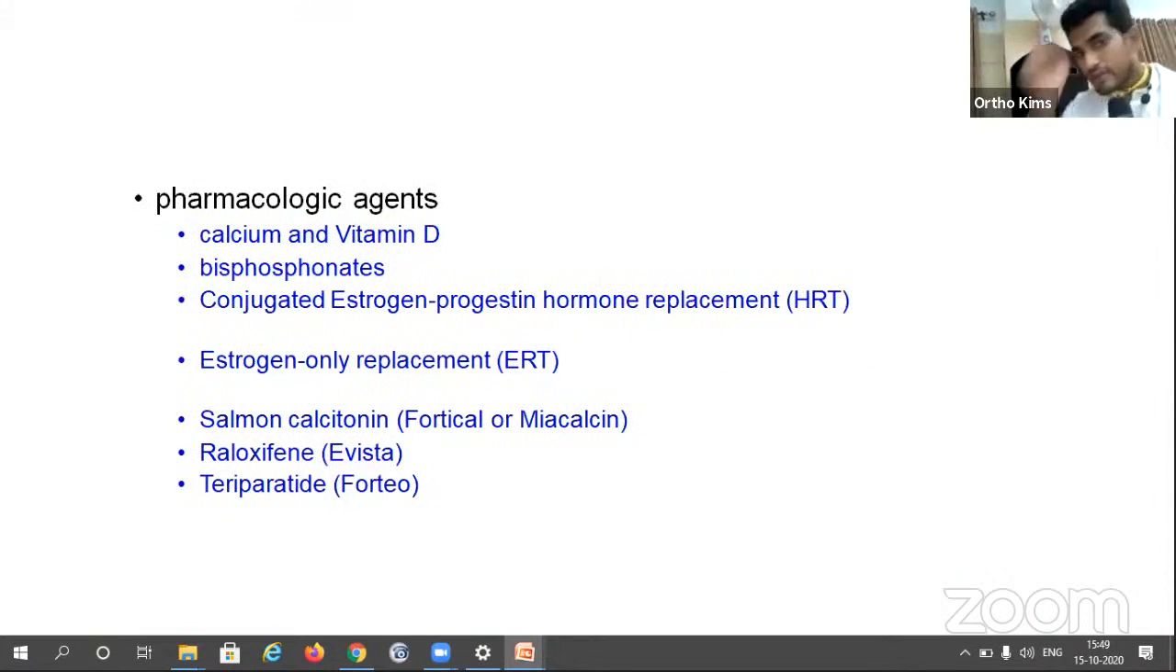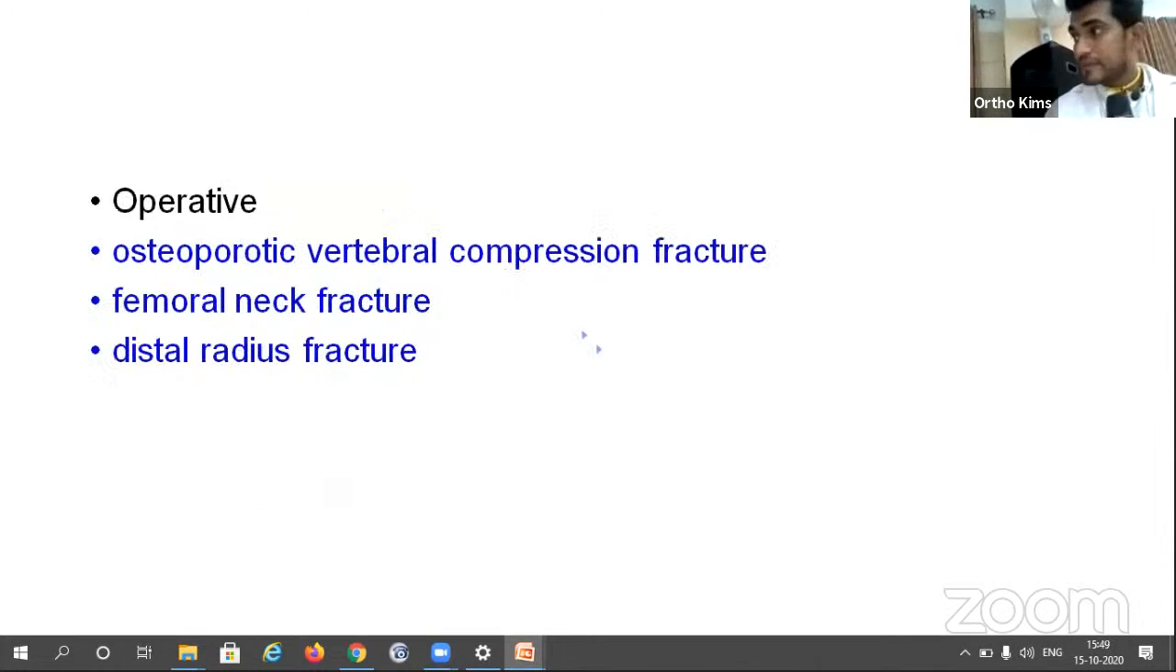Pharmacological agents used in osteoporosis are mainly calcium and vitamin D, bisphosphonates, conjugated estrogen, progestin hormone replacement therapy, that is HRT, estrogen only replacement, salmon calcitonin, calcitonin, raloxifene, and teriparatide. Regarding the operative procedure for osteoporosis, osteoporotic vertebral compression fracture, femoral neck fracture, and distal radius fracture are the indications.